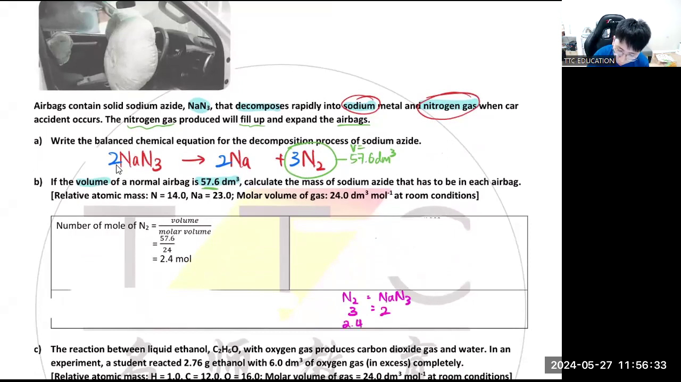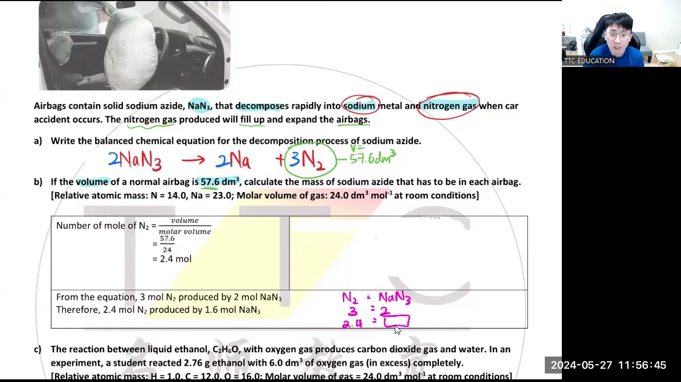So if it's 2.4, what is the ratio of your NaN3? So you divide, 3 times 2, which will be around 1.6, if not mistaken. So I think it was something like this: 3 mole N2 is produced by 2 mole of NaN3. So therefore, 2.4 mole of N2 is produced by 1.6 mole of NaN3.